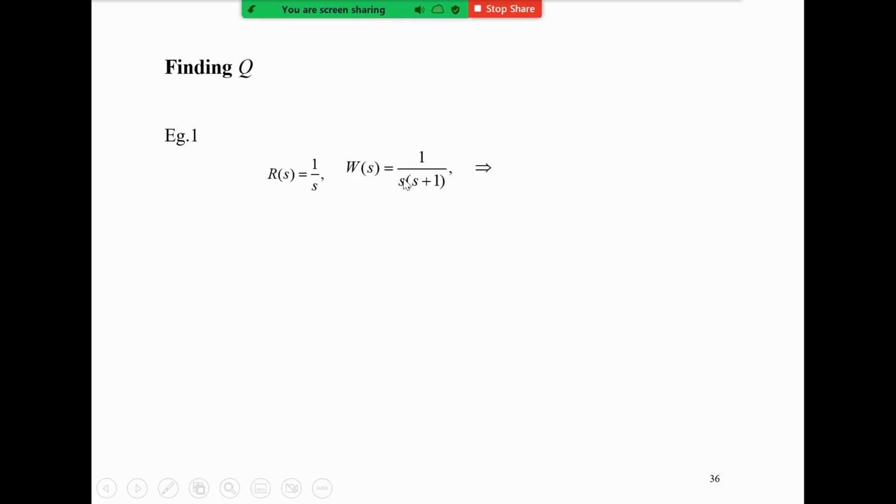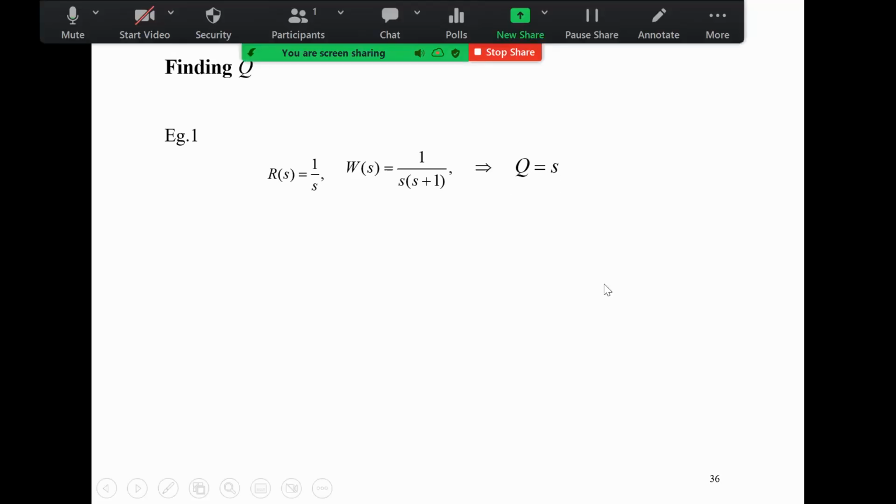So if we try to find out the least common denominator, of course, we will compare S and S plus 1. It should be S times S plus 1, right? But because S plus 1 is a stable factor, we don't care about those stable factors. We know those factors will go to 0 anyway. Okay, so Q actually is only S. Is that clear?